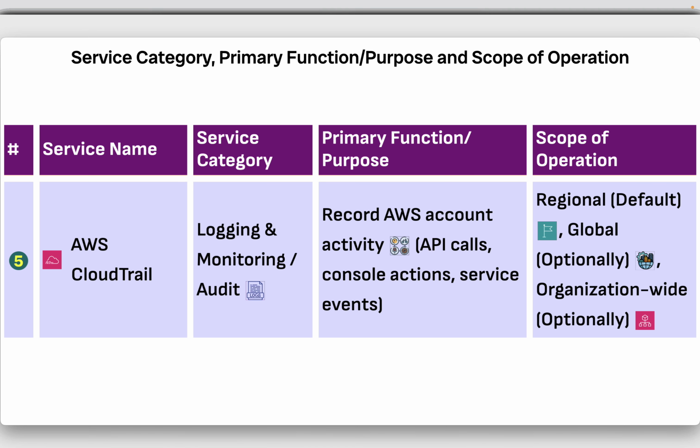Next we have AWS CloudTrail. It belongs to the service category which is logging and monitoring or audit. The primary function and purpose is to record AWS account activity, which includes API calls, console actions, and service events. Scope of operation is regional, which is the default. There is a global option which is optional, so you can opt for it, and organization wide, which is also optional. So if you are using AWS Organizations, you can opt for this option.